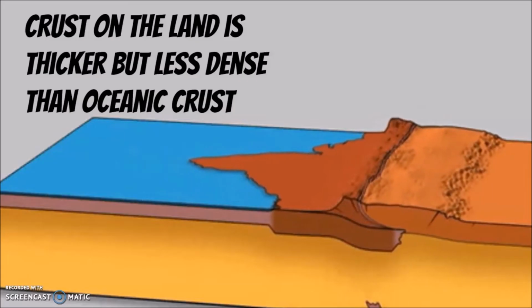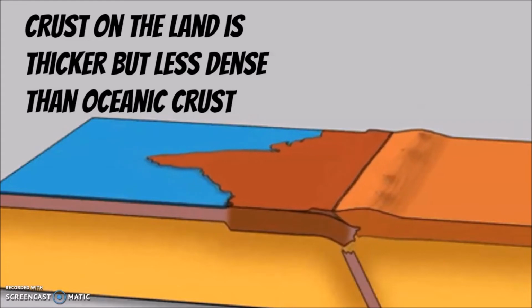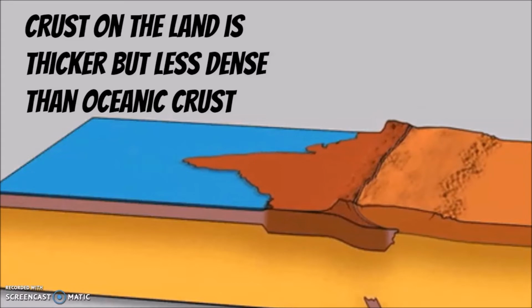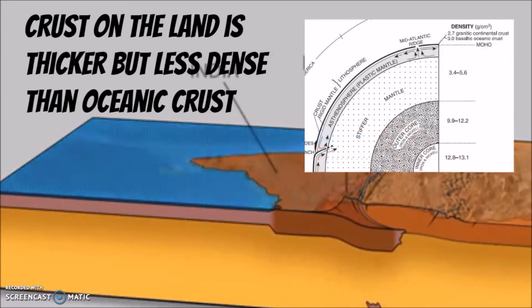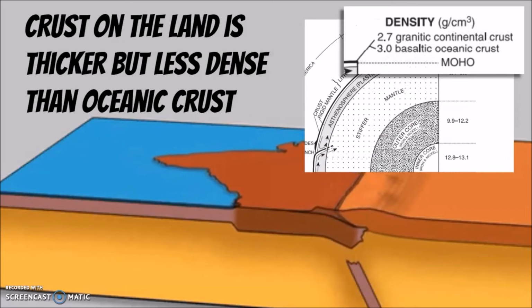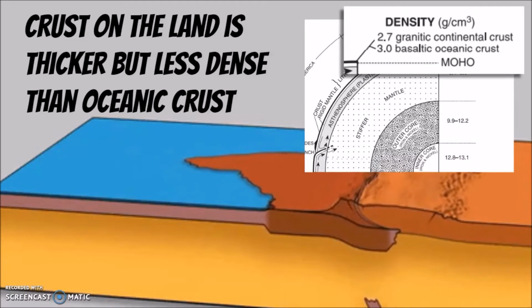Crust on the land is going to be thicker, but less dense than crust under an ocean. Because of this, the ocean crust is going to sink underneath land crust. Up top, you can see the densities of the two crusts. Continental crust is going to be 2.7, while oceanic is going to be denser, being 3.